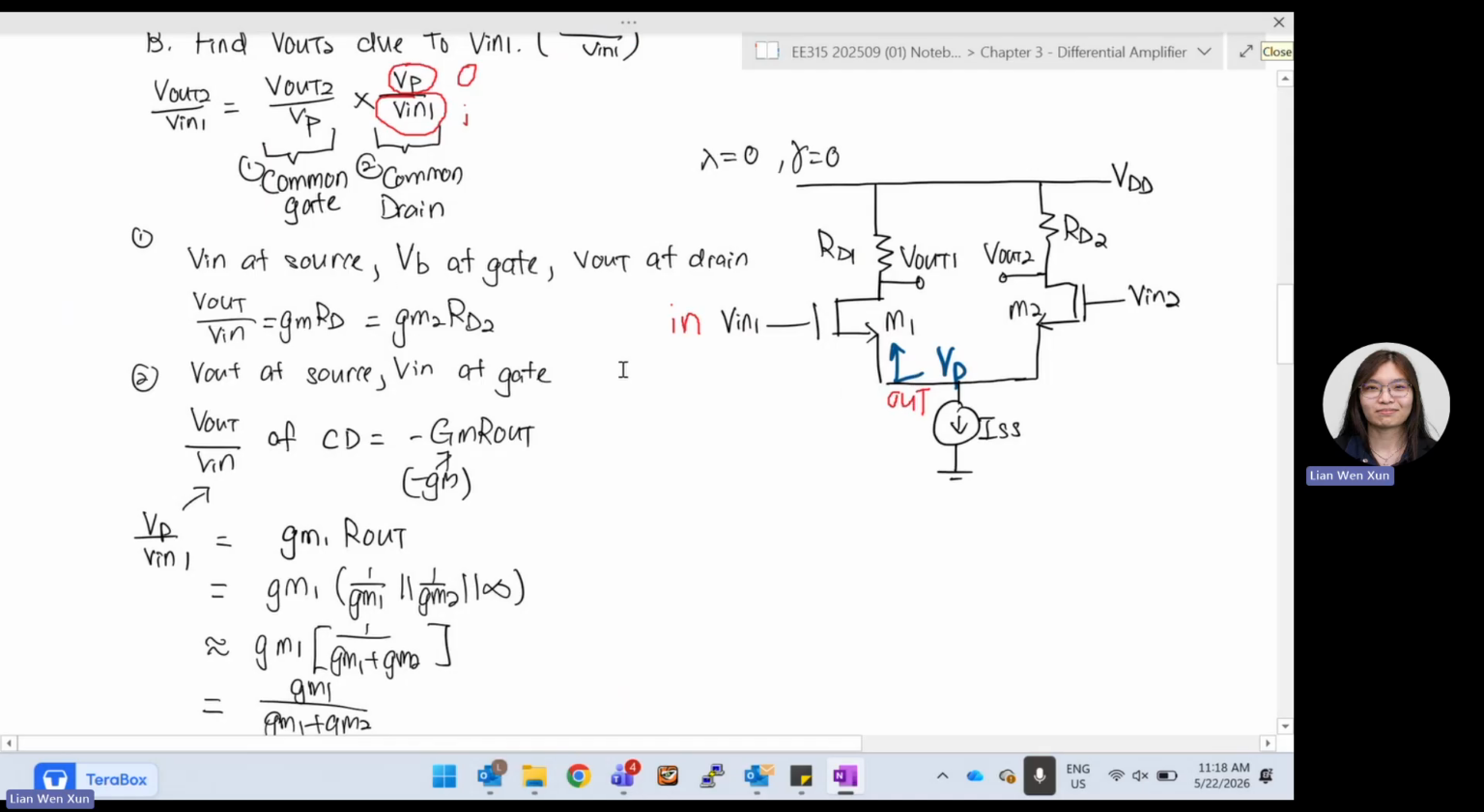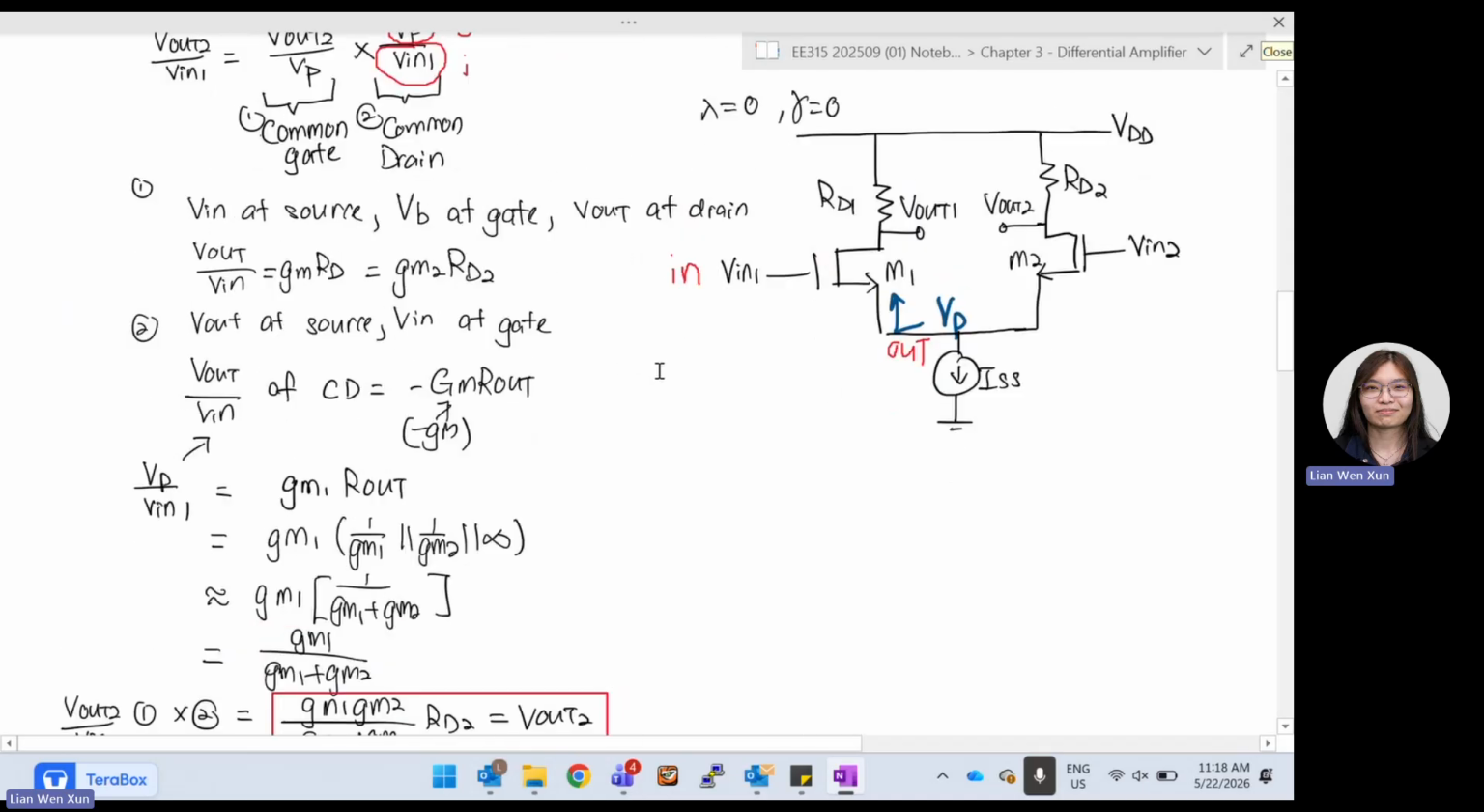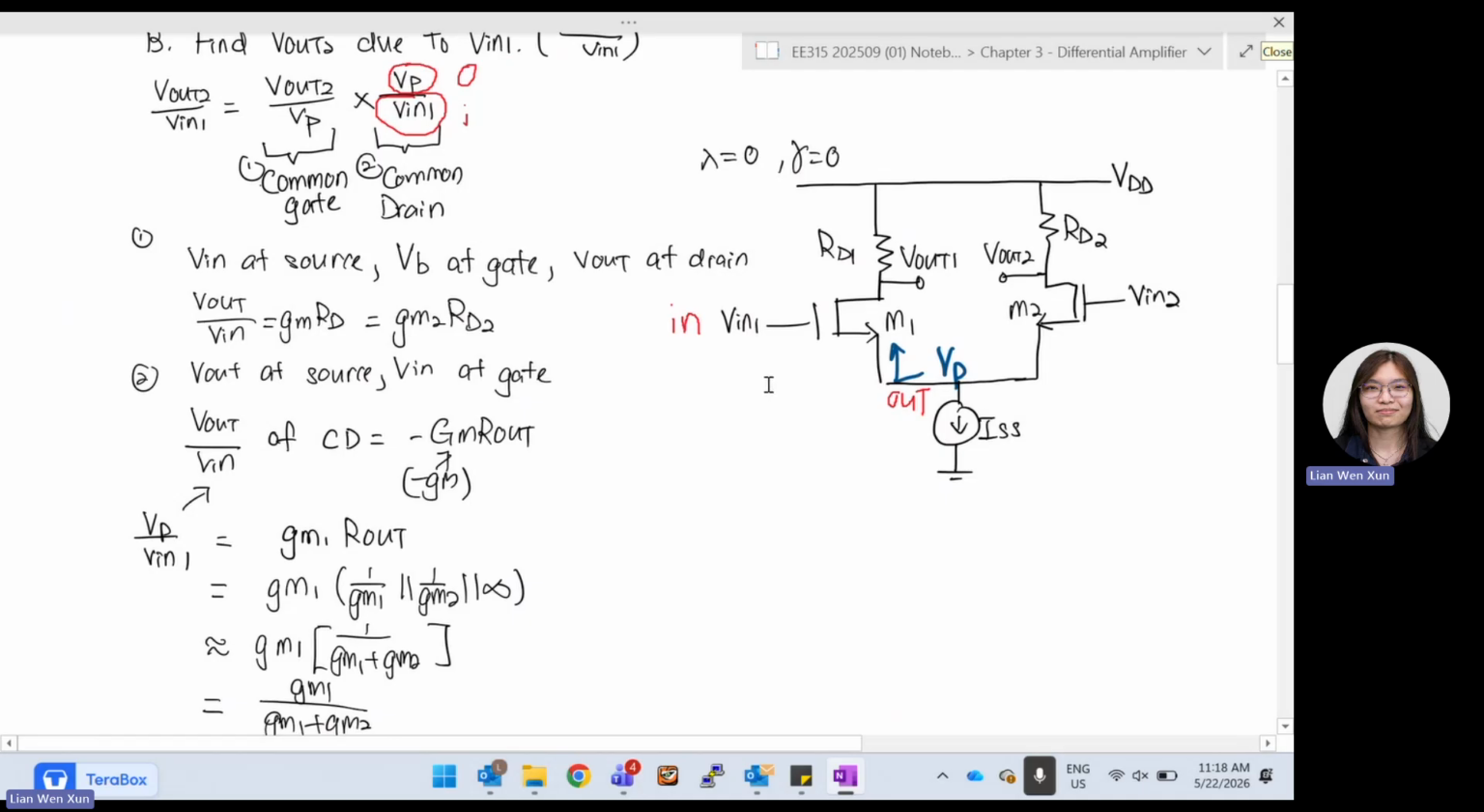Generally, we know everything is gm Rout. But what exactly is gm Rout in this case? What is the amplifying transistor? It is gm1, this first transistor. What is the Rout? Here is your output. You have to look at everywhere that you might be seeing from this Vp point: to the left, to the right, and to the bottom. To the bottom is very straightforward. It is infinity, to ground.